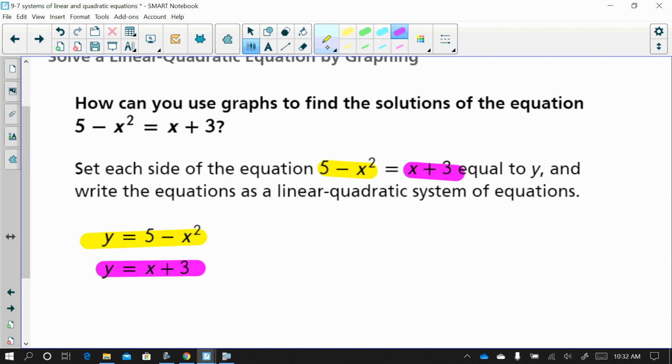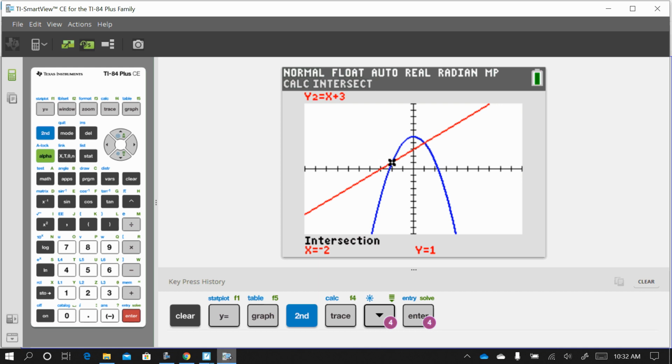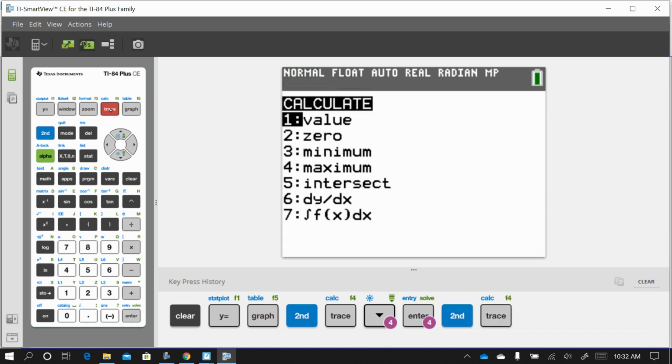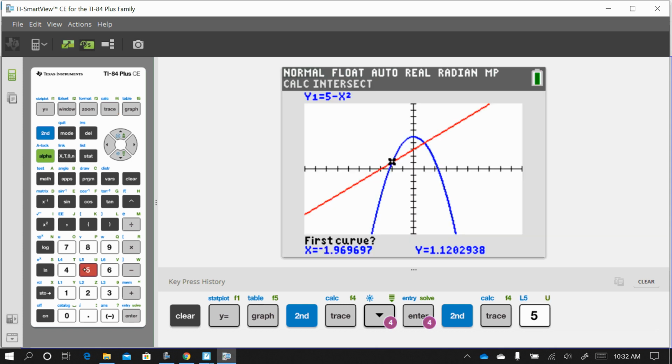So I'm going to write that down. Our first point is the point -2, 1. There's one of my solutions. Let's see if we can figure out the other solution. So again, second calc, intersect, and you can hit number 5 if that's easier.